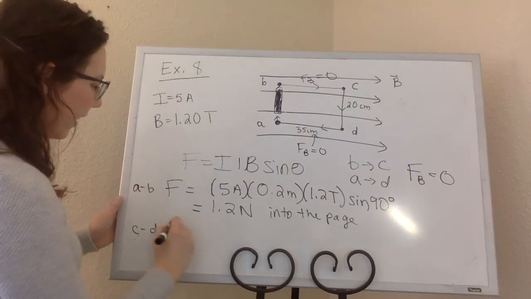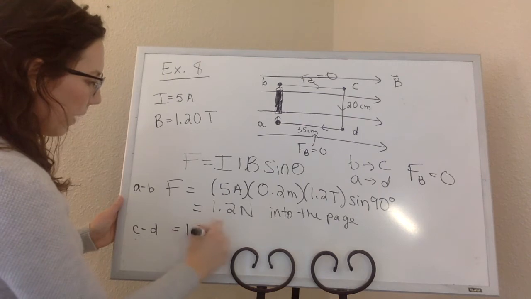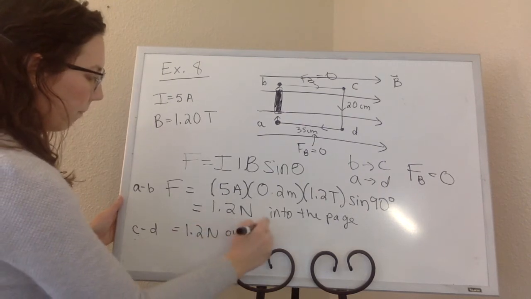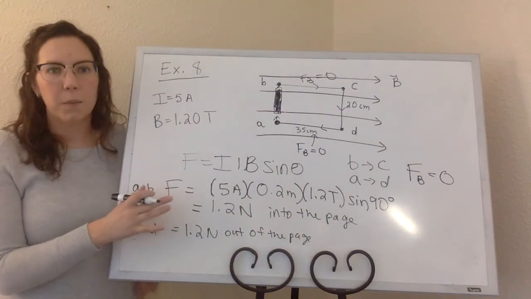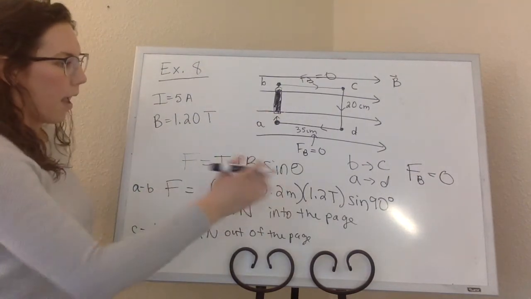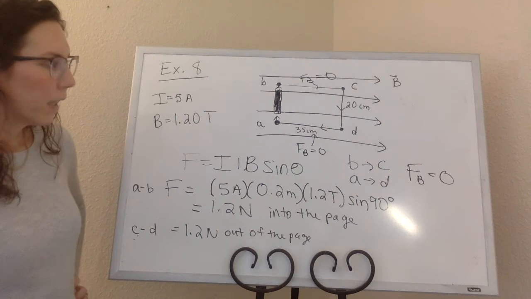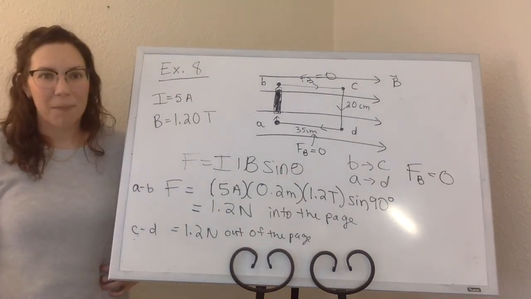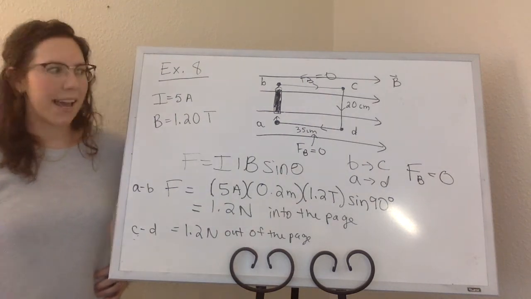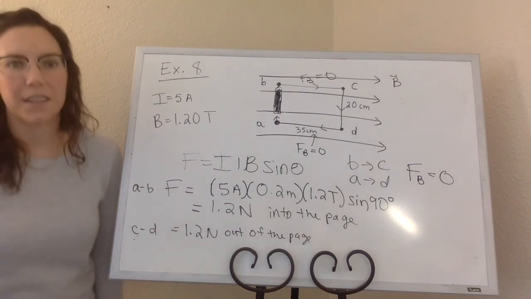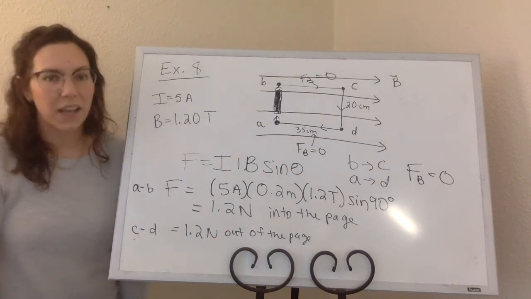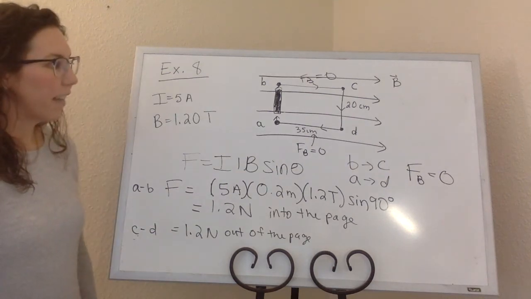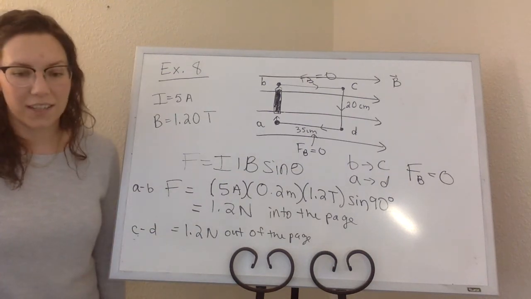Okay, C to D. So everything will be the same except the direction, because we still have 5 amps, 0.2 meters for the length, and 1.2 Tesla. So this is a really interesting application. What we find is that there's 0 force on either of these horizontal sides of the current loop, and on the vertical sides the forces are in opposite directions.